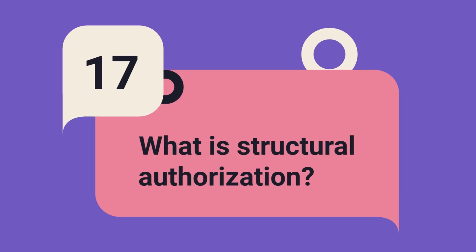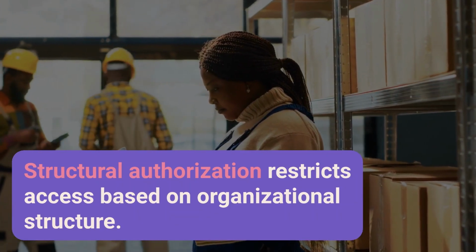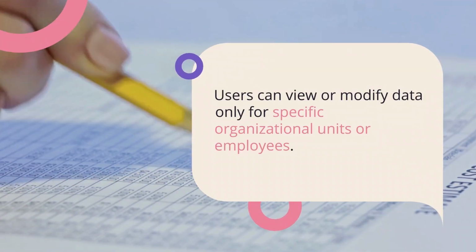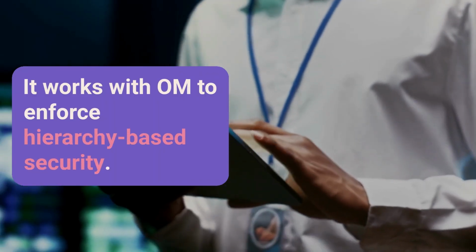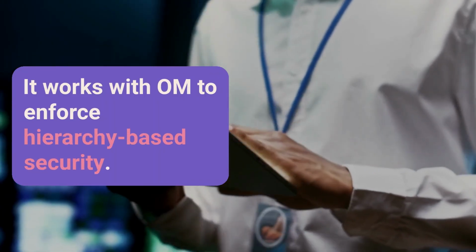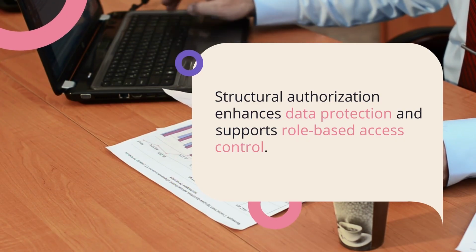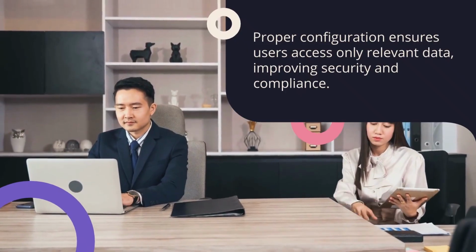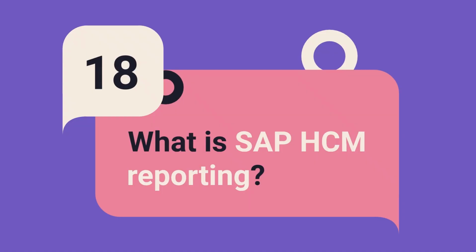17. What is structural authorization? Structural authorization restricts access based on organizational structure. Users can view or modify data only for specific organizational units or employees. It works with OM to enforce hierarchy-based security. Structural authorization enhances data protection and supports role-based access control. Proper configuration ensures users access only relevant data, improving security and compliance.